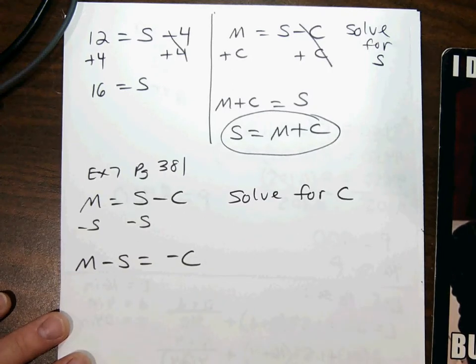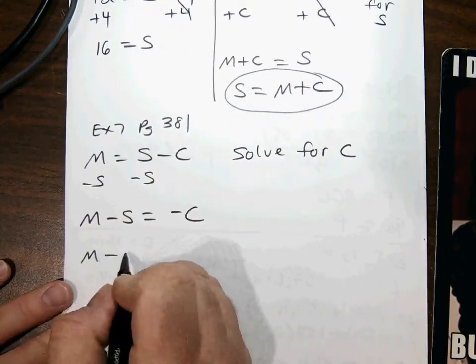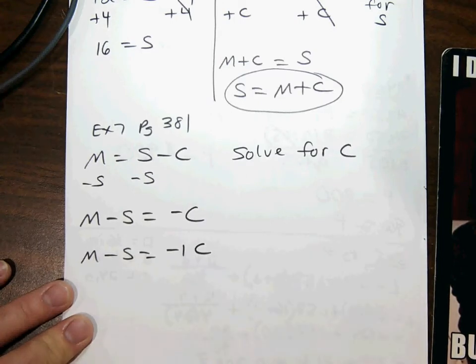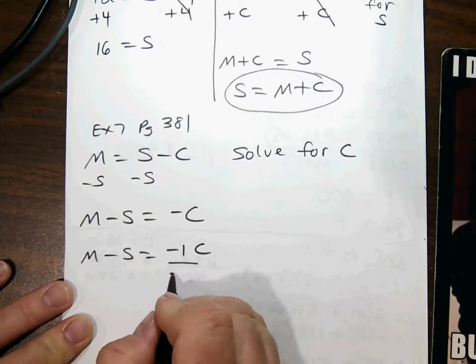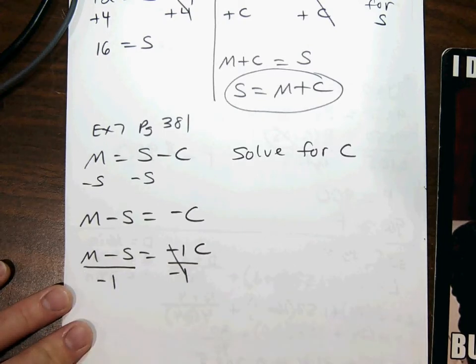Okay, we have to be a little careful now. I need C, not negative C. But what does negative C mean? It really means I've got a coefficient of negative 1 on C. So I need to divide by negative 1. Divide everybody over here by negative 1. Okay?